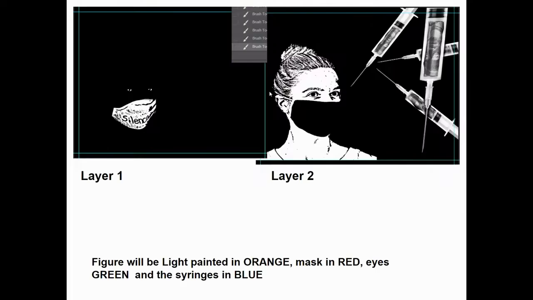So let's look at this. The first layer is the mask only, and these eyes. The mask is going to be painted red and the eyes are going to be green. And then over here on the right, we are going to paint the face orange and the syringes are going to be blue. It's okay to have these be blue and this part orange because they're separated here by some black areas. So this is layer one, this is layer two.